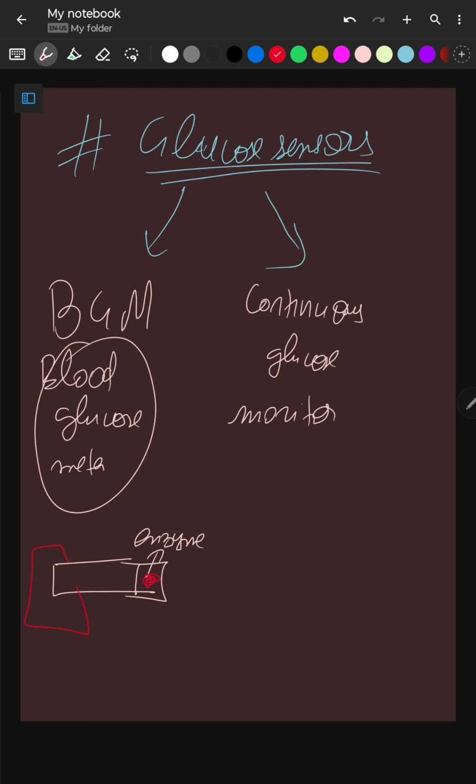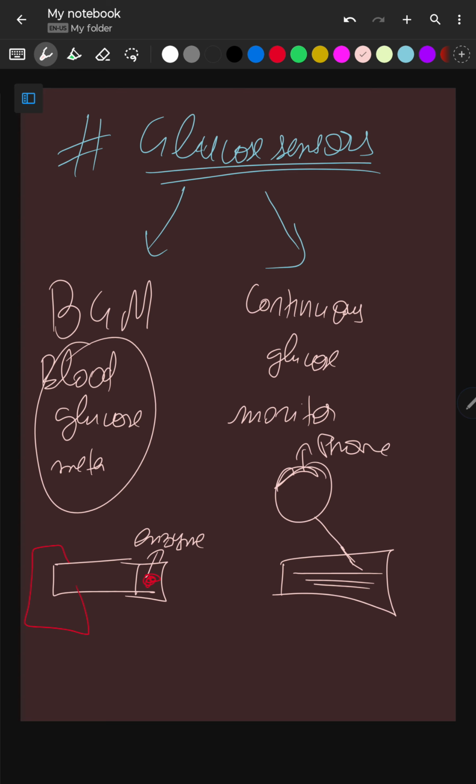Coming to the continuous glucose monitor, what is happening here is we use a small probe-like structure. That probe is attached to the interstitial fluid, not to the blood, and it is placed in the abdomen or in the arms. Now this probe is basically the glucose sensor itself. Probe, interstitial fluid. Here the working principle is the same. This is connected to the transmitter here. The transmitter sends signals to the phone or smartwatch wirelessly. Okay, that was it.